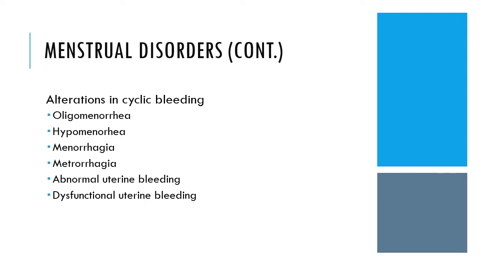Dysfunctional uterine bleeding, there's an absence of organic causes. So this type of bleeding is usually caused by anovulation or insufficient progesterone that's going to cause that shedding. So it's not organic. We have some other issues going on.